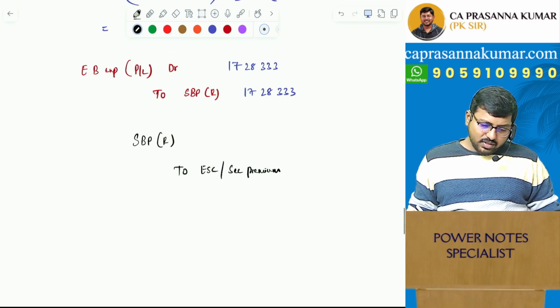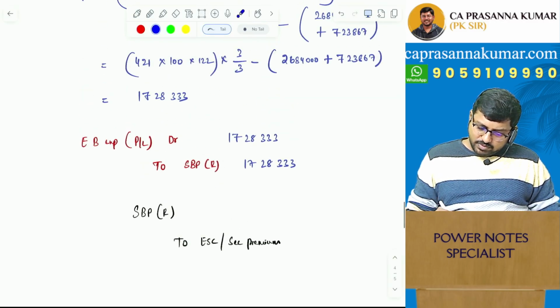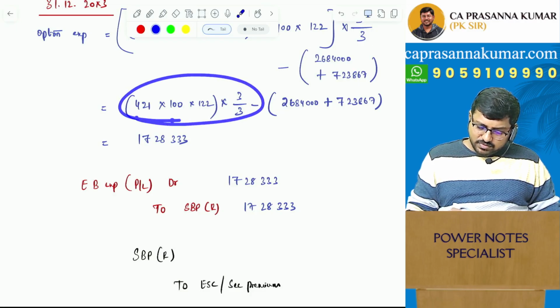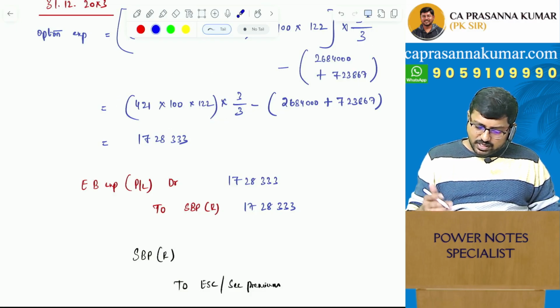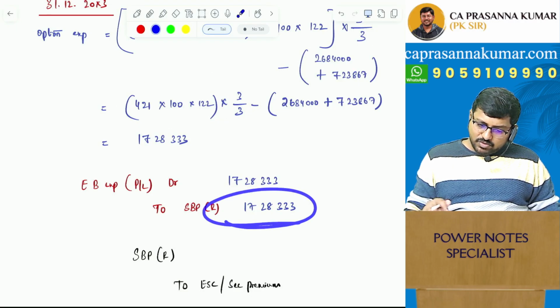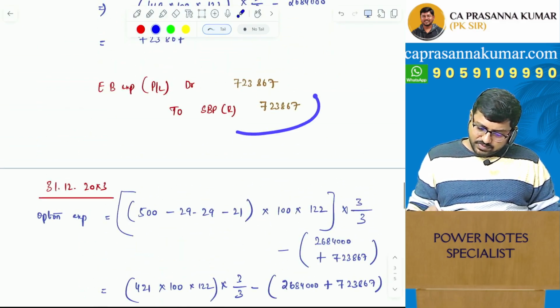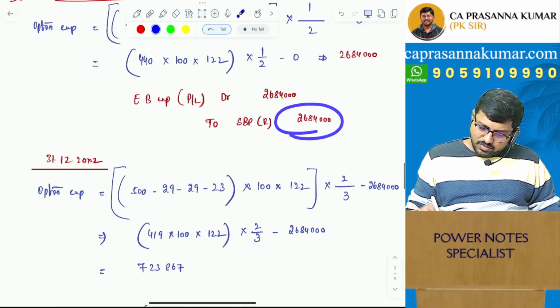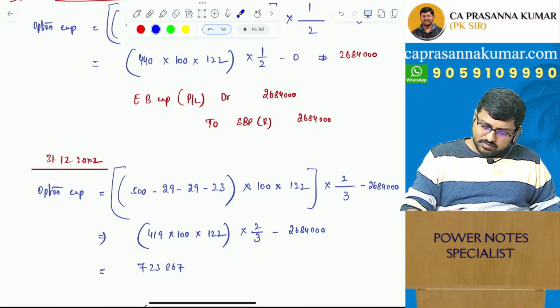How much is the amount when it comes to SBP reserve? We'll calculate in the usual way. Third year it is 17,28,333. Correct? Or if you multiply this figure also, you'll get the same number. That's okay. We'll calculate in the usual way. 17,28,333 plus 7,23,867 plus 26,84,000.